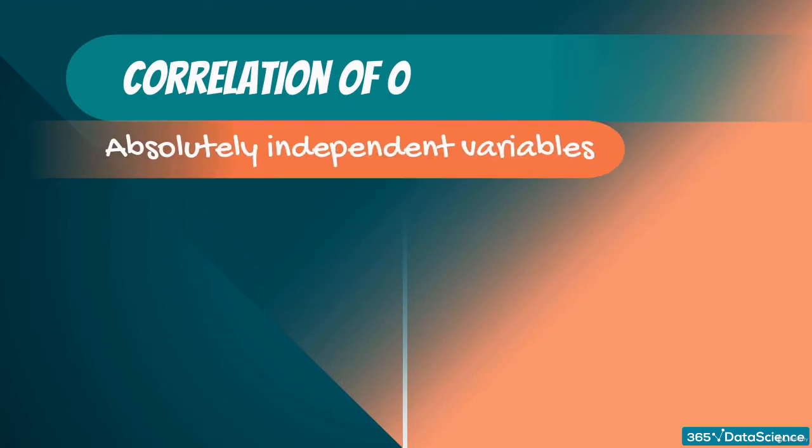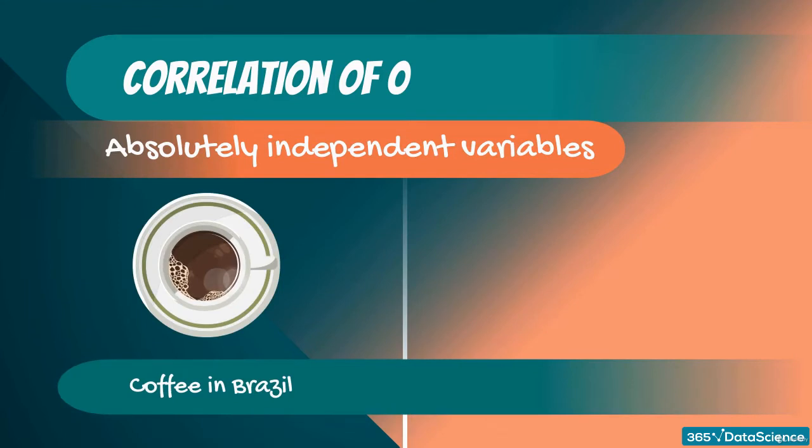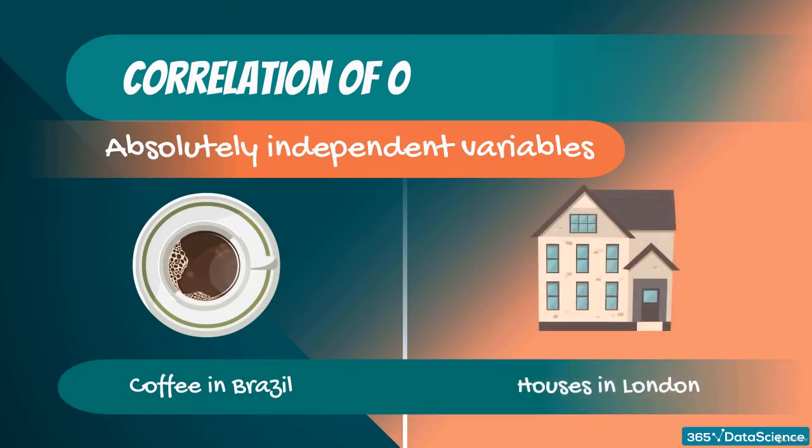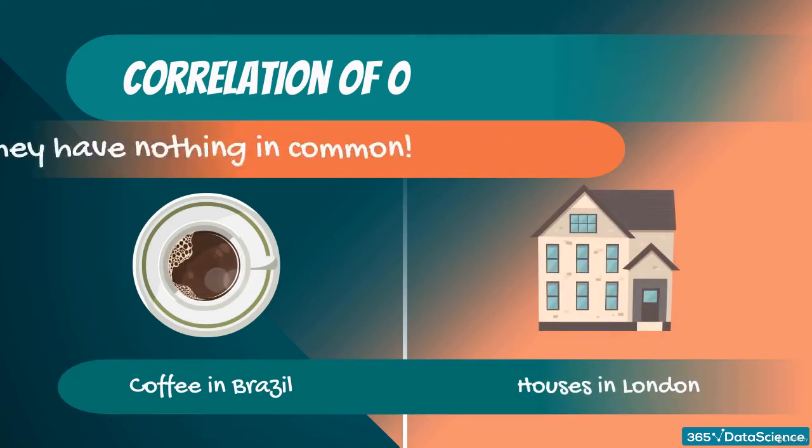We would expect a correlation of 0 between the price of coffee in Brazil and the price of houses in London, right? The two variables don't have anything in common.